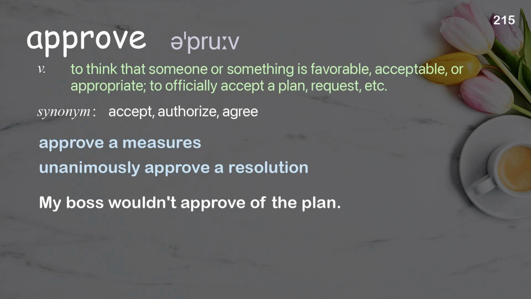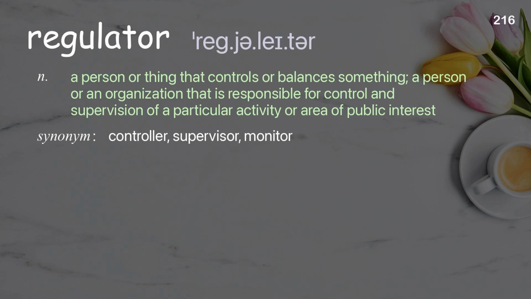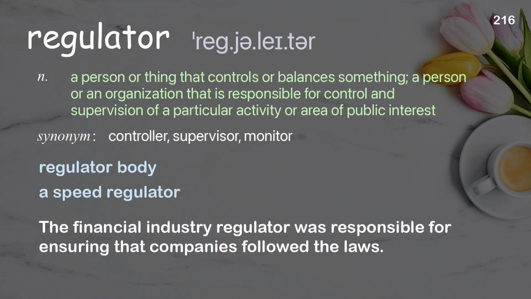Regulator. A person or thing that controls or balances something. A person or an organization that is responsible for control and supervision of a particular activity or area of public interest. Examples: Regulator body. A speed regulator. The financial industry regulator was responsible for ensuring that companies followed the laws.